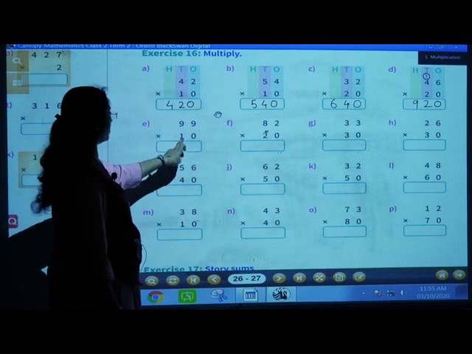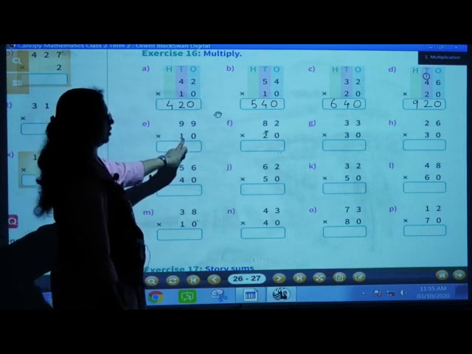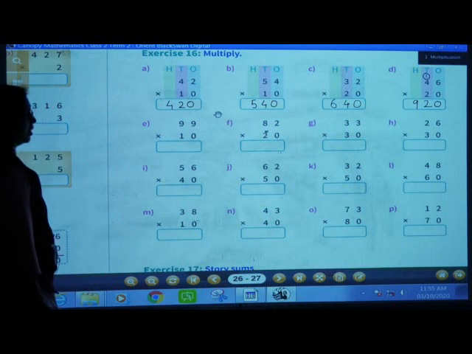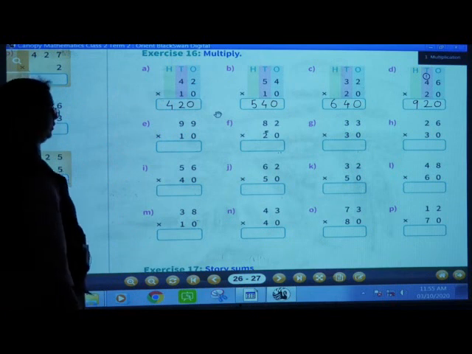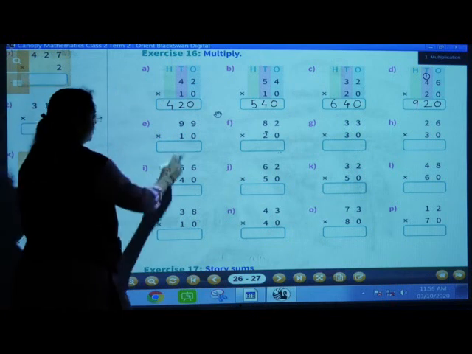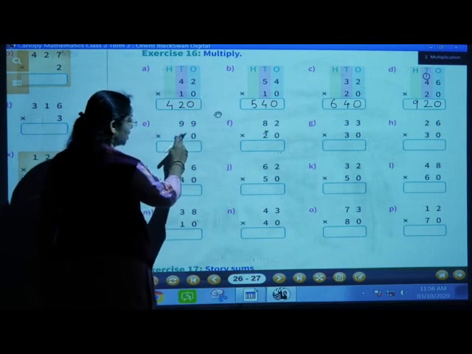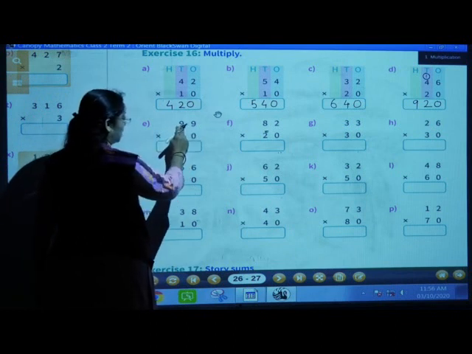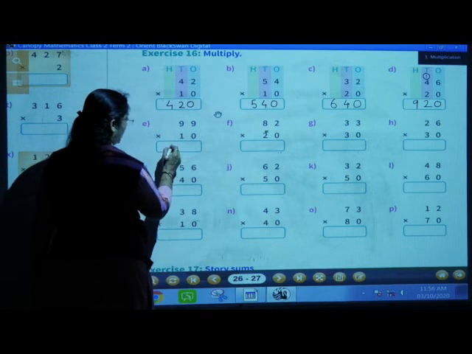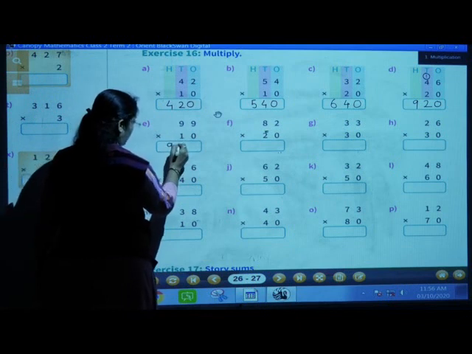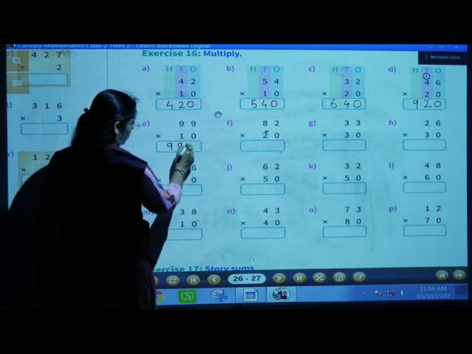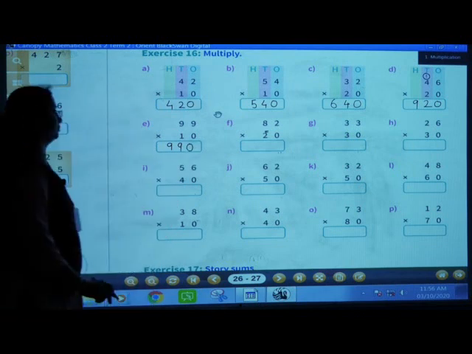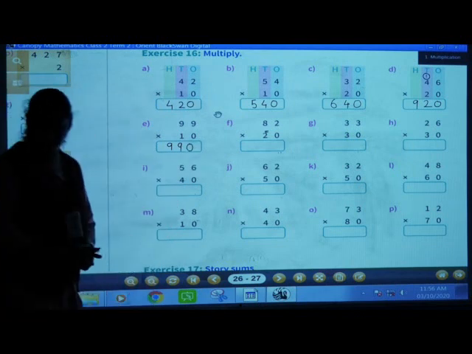Next, 99 multiplied by 10. 99 ones, 10 means 1 ten. Means you have to multiply only 99 by 1. 99 multiplied by 1 means 99 and put this 0.